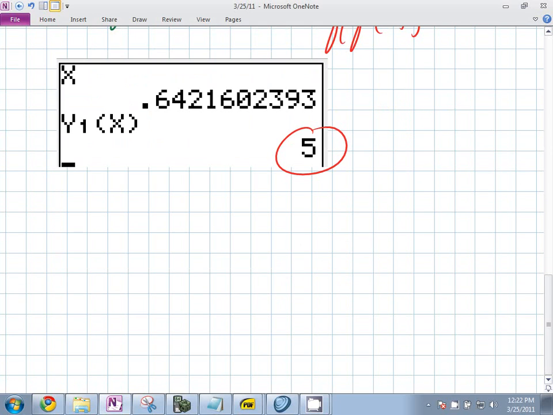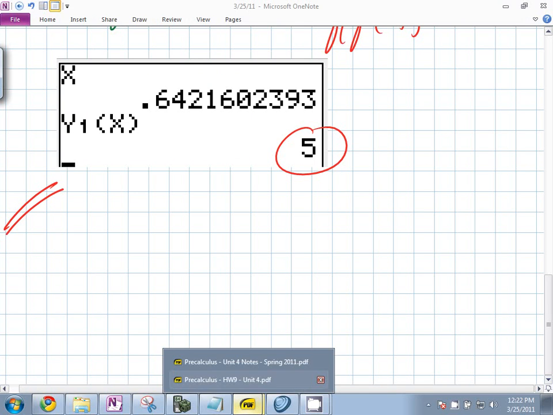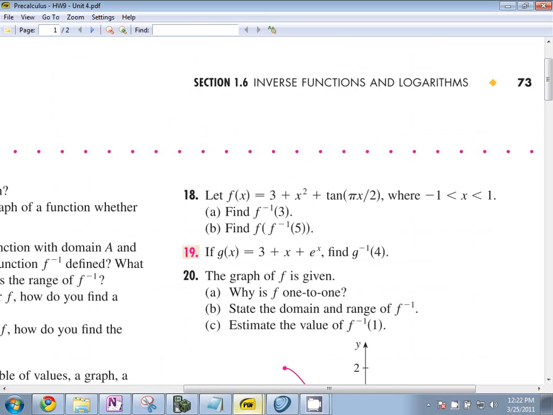Any last questions? Anything else from the homework? I'd imagine there are a couple others at least. 19, there it is. And now that you've done this one, does it get a little easier? I think so.